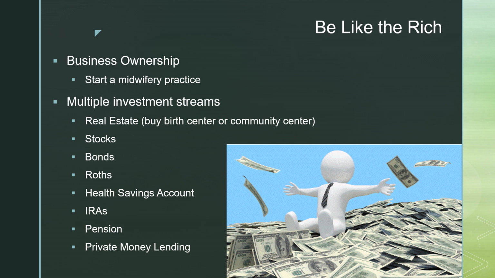Multiple investment streams are the big thing. So real estate, you can buy your birth center, you can buy a community center, you can buy your building that you're going to do your lactation services out of and rent the other rooms. So now you're making money off your business and you're making money off the building. That instead of leasing from somebody, think creatively, how can I make my space for my office make me money? So you have to shift how you look at things.